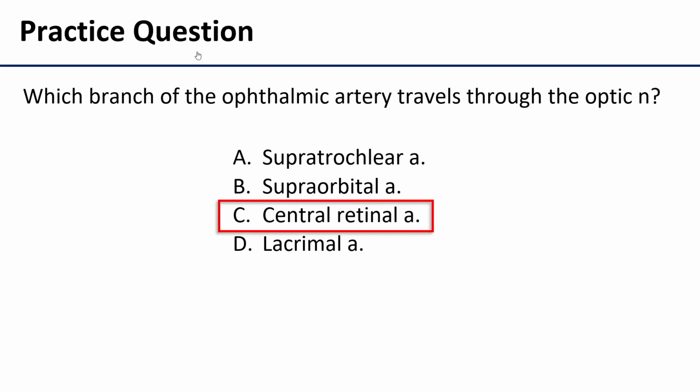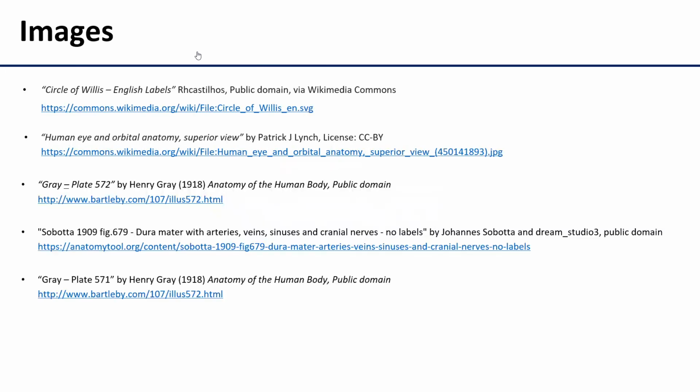And the correct answer is C, the central retinal artery. This is the branch of the ophthalmic that is going to pierce the dura that surrounds the optic nerve and travel right through its center to enter the eyeball. And that is the end of that.